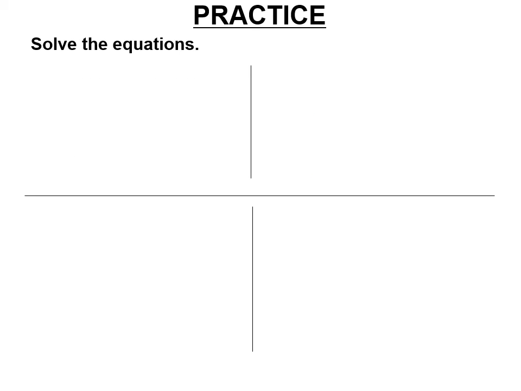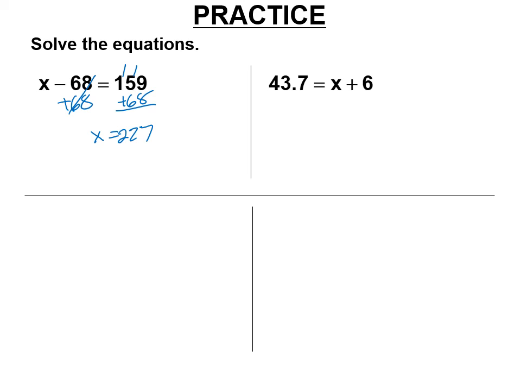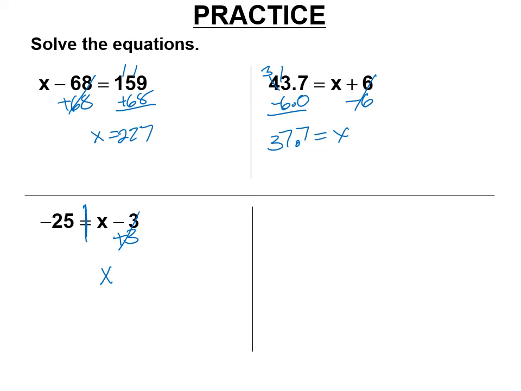All right, practice. You have to be great at this. So you add 68 to both sides, and x equals 227 minus 68 equals 159. Subtract 6 from both sides, lining up our decimal points. And we get 0.7, and we borrow, and we get another 7, and we get 37.7 equals x, 37 and 7/10. All right, so it's subtract, so now we add, right? We're always trying to get x by itself. That's our goal, right? That's x by itself, that's x by itself, that's x by itself. Negative 25 plus 3, negative 22.